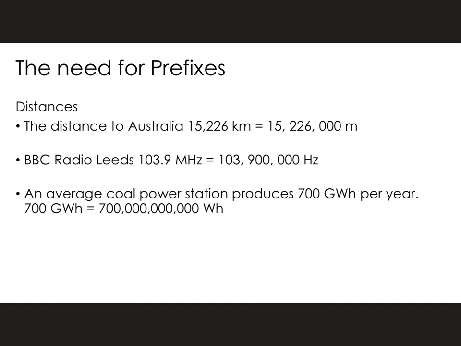Finally, if we look at power stations' output, so the energy produced by a power station, a coal power station in this case, we've got 700 gigawatt hours per year. Rather than saying 700 gigawatt hours, I'd need to say 700,000 million watt hours. So you can hopefully see the need for prefixes to try and keep things simplified when we're doing reports and speaking about things in physics.